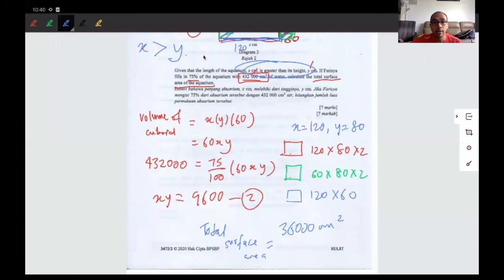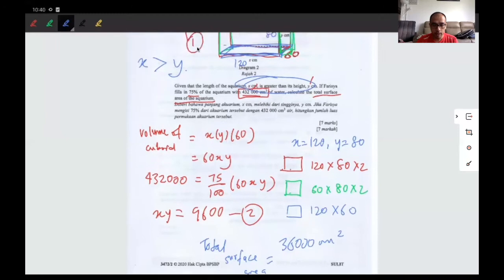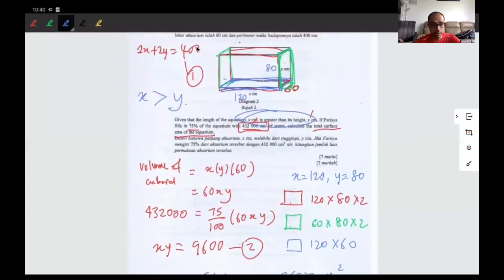So can I repeat how to identify the value of x and y. Okay, so this is your first simultaneous equation. Ini soalan simultaneous equation lah kan. So this is the first equation. This is the second equation.